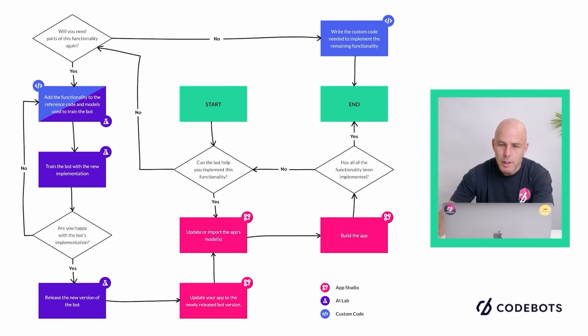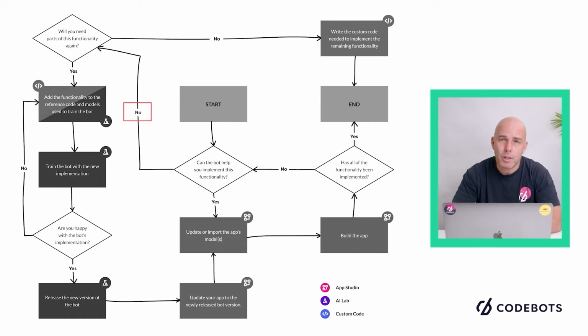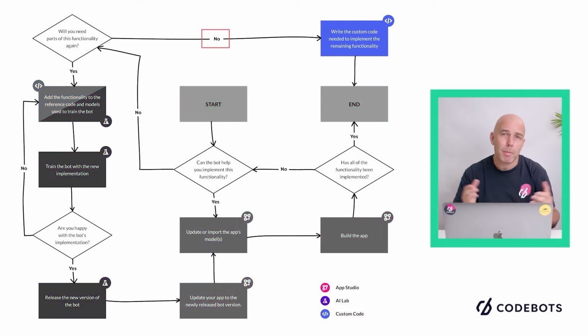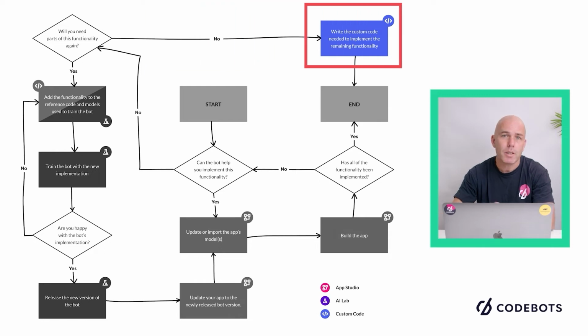All right, so next step, let's go through a loop again. Can the bot help us with the functionality? This time the answer is no, the bot cannot help us with the functionality. So now we follow this line up here and we ask ourselves this question: will we reuse this functionality in the future? If the answer is no, maybe it's something one-off that you don't want to train the bot up on actually doing. It's something very specific to your project. Yep, you can come across here and you're just going to write some custom code.